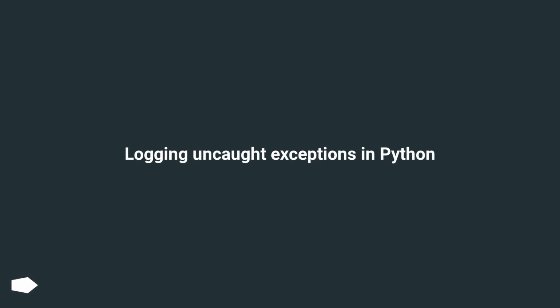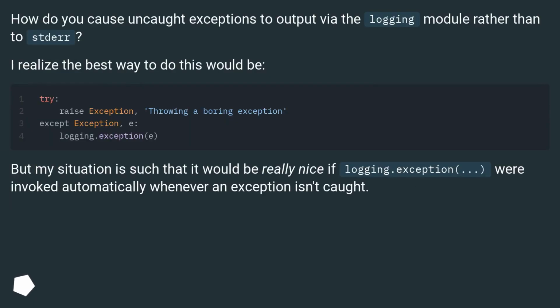Logging uncaught exceptions in Python. How do you cause uncaught exceptions to output via the logging module rather than to stderr? I realize the best way to do this would be to wrap it in a try/except, but my situation is such that it would be really nice if logging.exception were invoked automatically whenever an exception isn't caught.